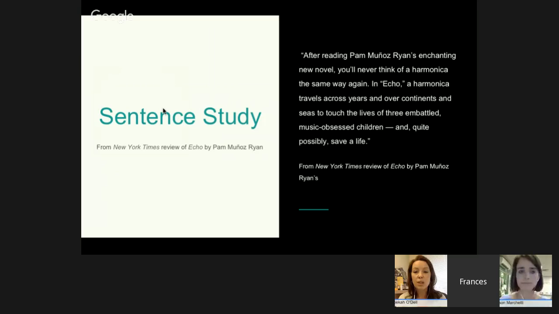Across years and over continents and seas to touch the lives of 3 embattled, music-obsessed children and quite possibly save a life. So when we put this up, the kids write it down in their notebooks, and then they look for the patterns. They also make a list of noticings, which is really what they do every time they look at a mentor text: they think about what they notice. So what they notice here is this frame. After reading this book, you'll never think of an object or an idea the same way again.